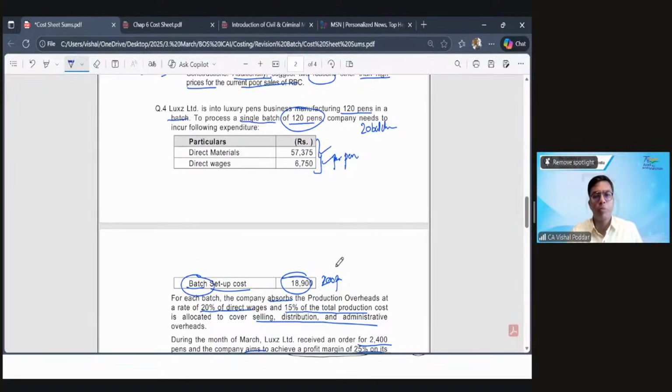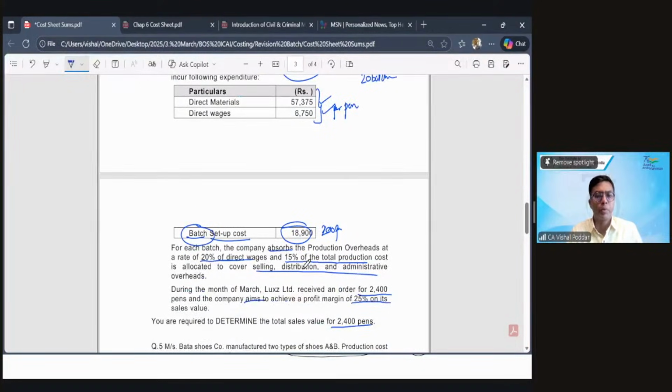Now, what are we supposed to do? We are again supposed to prepare a cost sheet to determine the total sales value. Now for this, we already are given some data of the original cost structure. And since they have already given that their overhead recovery rates are this, and also their profit margin is given, it means we don't have to determine anything from the original data.